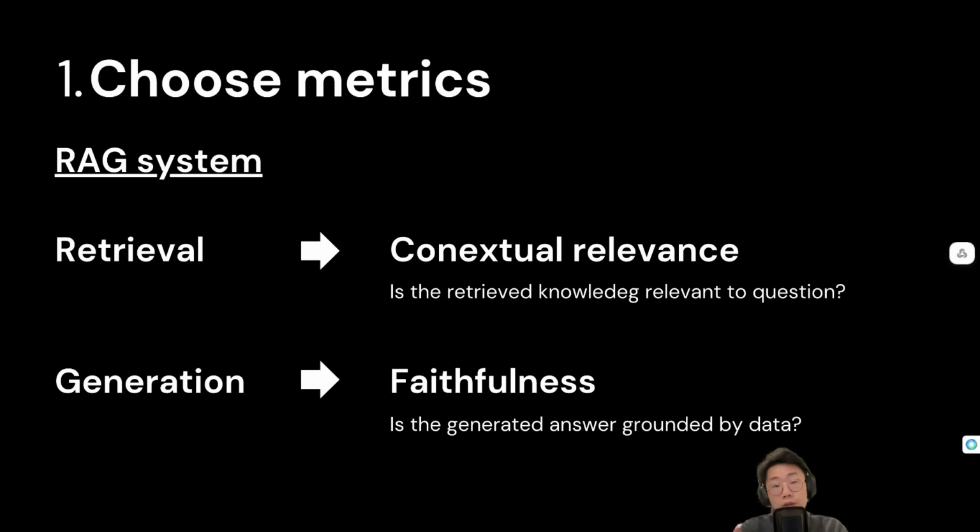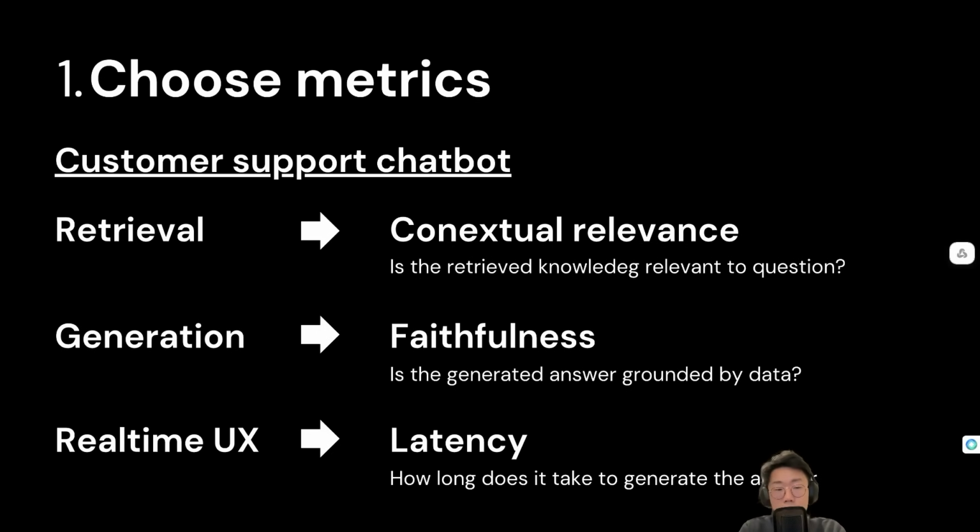Different systems can have really different metrics. For example, if you are building a customer support chatbot, even though the majority of the system is very similar to a RAG system, in this case you probably also care about real-time UX, because you can almost always add more steps in the flow to improve retrieval relevancy as well as generation quality. But you actually don't want to sacrifice the user experience and get users waiting for a long time.